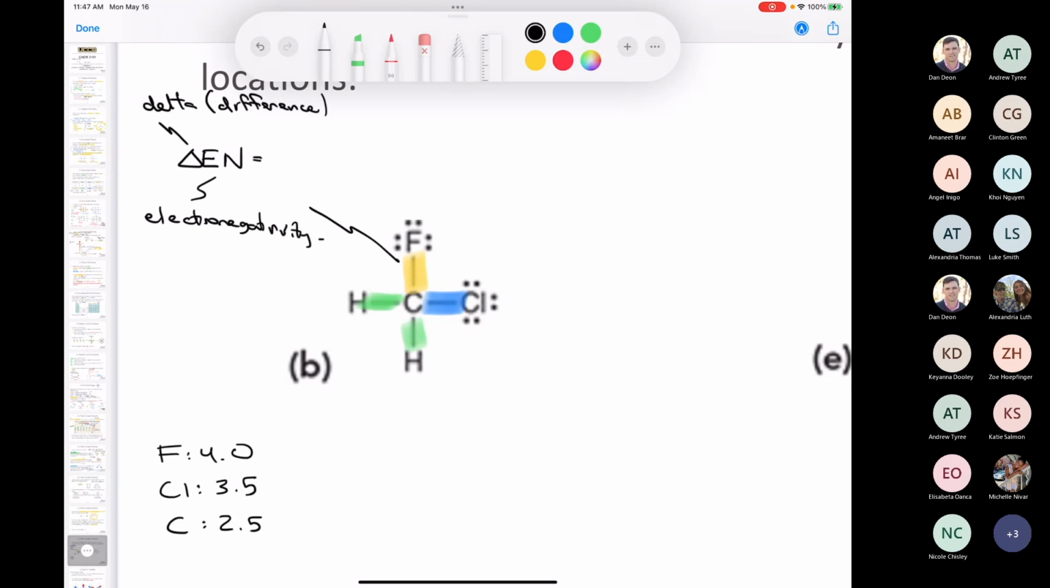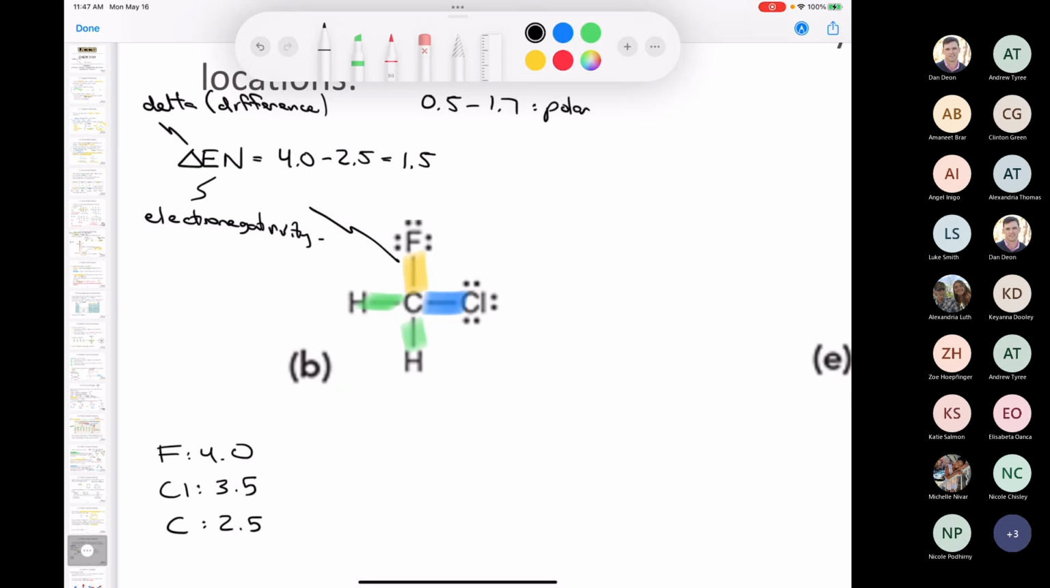Like that. So we have a fluorine and a carbon. Fluorine has an electronegativity of 4.0. Carbon has an electronegativity of 2.5. So 4 minus 2.5 gives us 1.5. We said that if your bond difference in electronegativity is between 0.5 and 1.7, it is considered to be polar covalent. And thus, this would be a polar bond. So we'll put here polar.